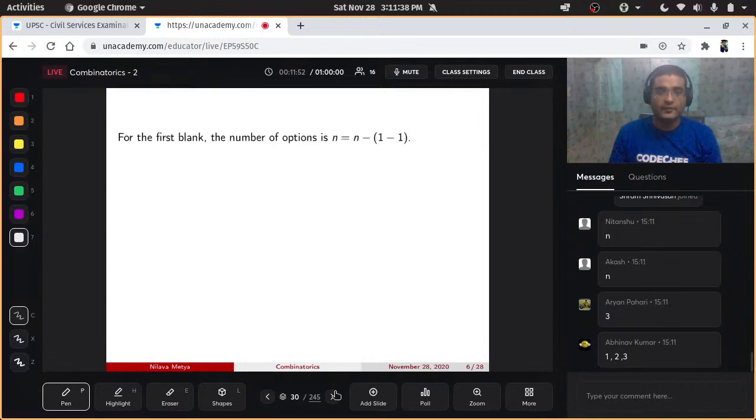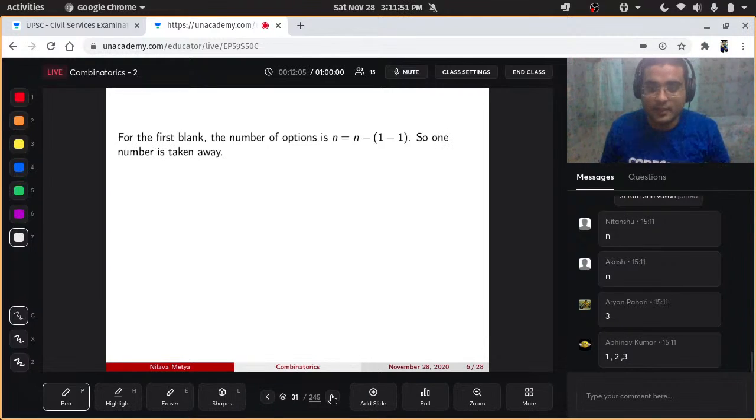Now, I have taken away one number. So what I'll do is I will write it a bit differently. I will write n as n minus 1 plus 1. I'll tell you the reason why. Okay, so one number is taken away. How many options are there for the second blank?